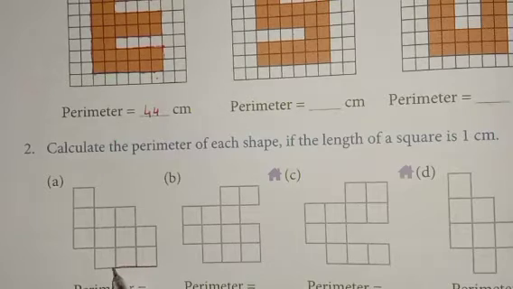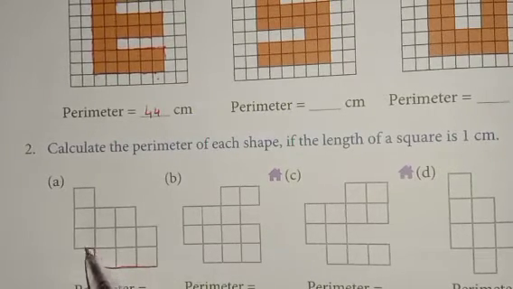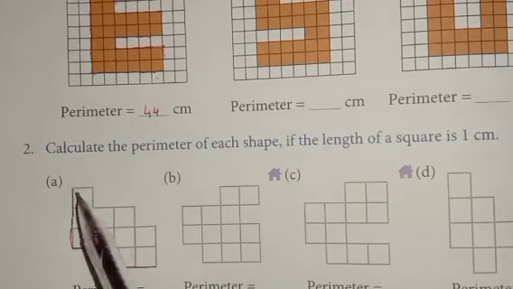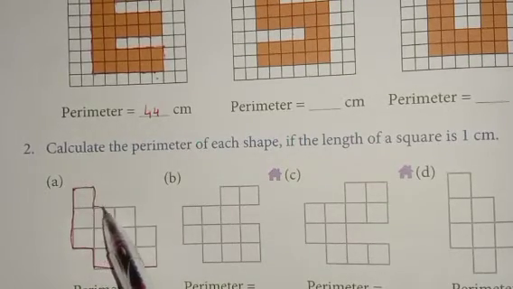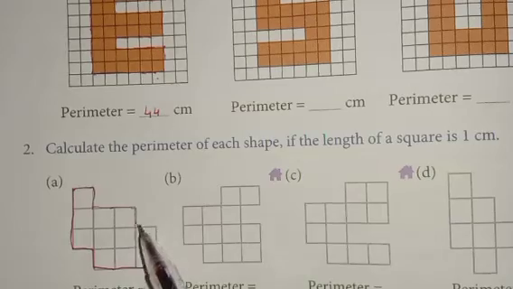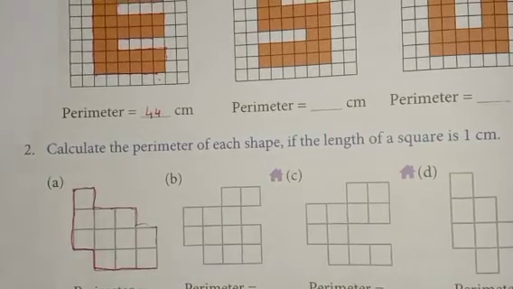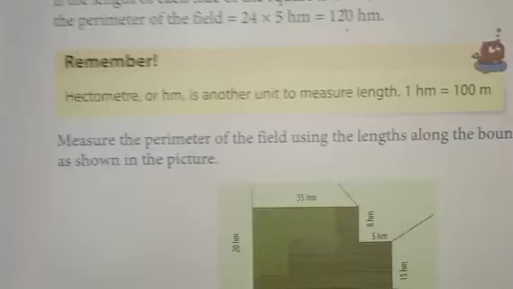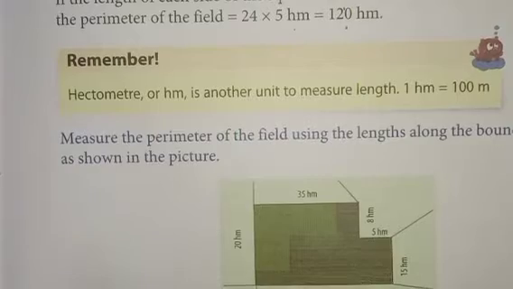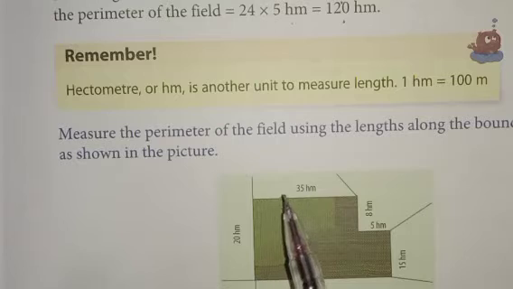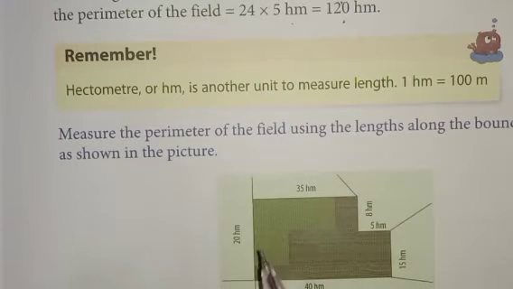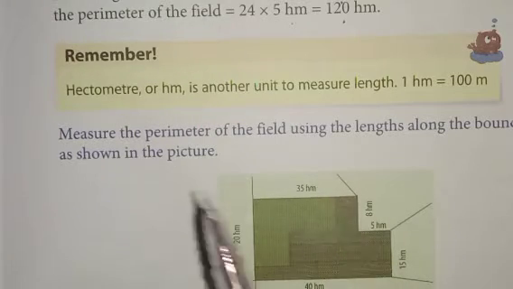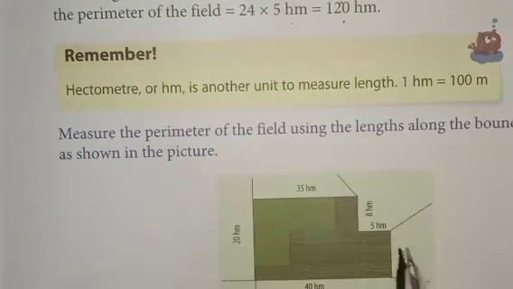1, 2, 3, 4, 5, 6, 7, 8, 9, 10, 11, 12, 13, 14, 15, 16. So the perimeter of this picture is how many? 16 centimeter. Next we can study how to find out the perimeter of a closed figure. Here you see one picture, and the length of each side is written beside the side of this picture. Here is 35. You want to find out the perimeter of this picture. You want to add all these numbers together.